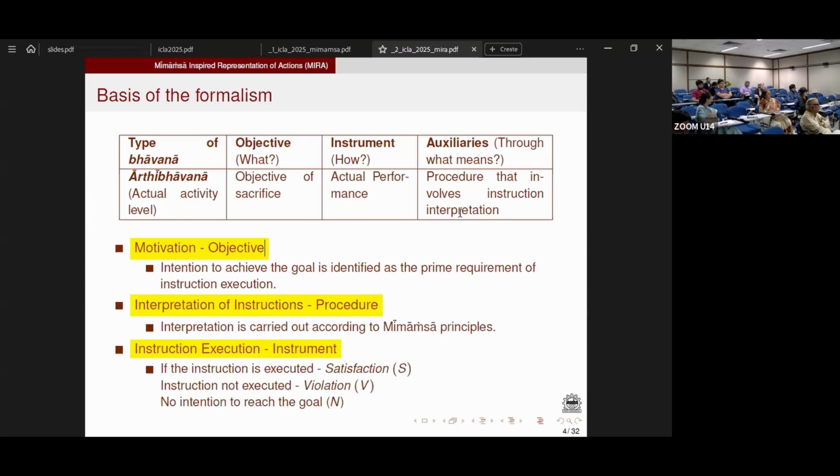The actions also come from the instruction side. At the action level, we have categorized the evaluation into 3 types. There are 3 values here. One is satisfaction, the second one is violation, and the third one is no intention to reach the goal. So it is a 3-valued formalism that we have developed.